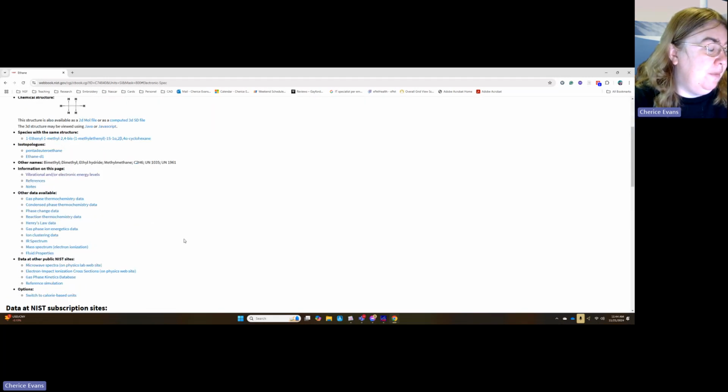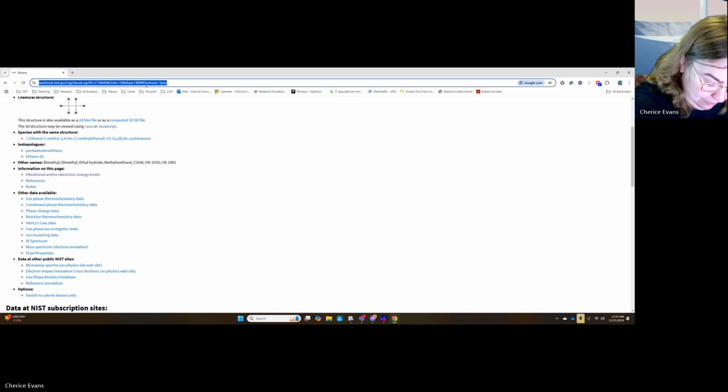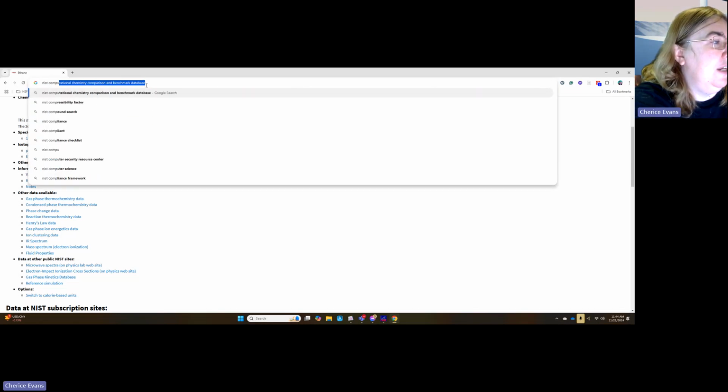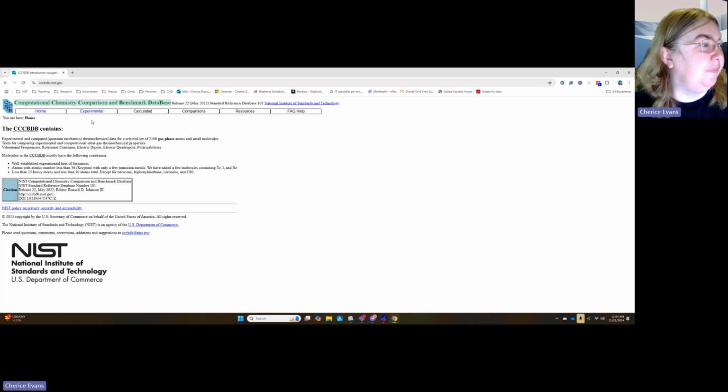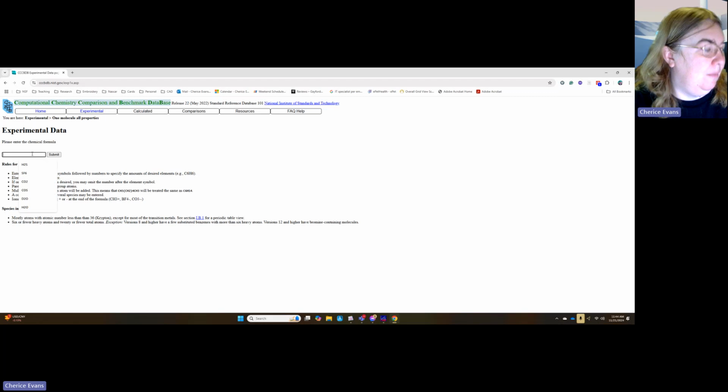I'm not going to find the rotational modes here. I'm not going to find the dissociation energy here. So the NIST Computational Chemistry Comparison and Benchmark Database is where I'm going to go to find the rotational modes. I'm going to look at experiment, one molecule, all properties. And I'm going to type in C2H6.